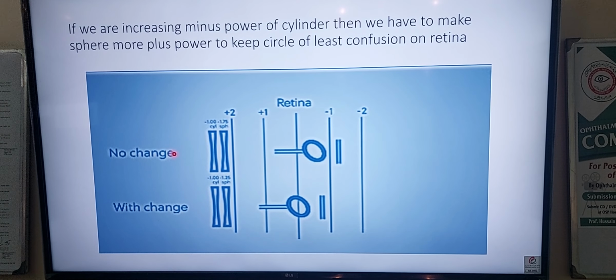If we don't change the spherical power, then the circle of least confusion is displaced from the retina. And when we change it, then it comes back on the retina. So in simple terms, if we are increasing the minus power of the cylinder, then we have to make the sphere more plus power to keep the circle of least confusion on the retina.